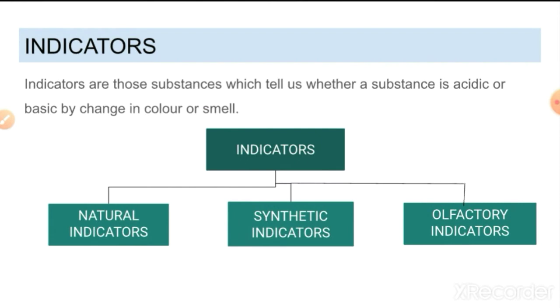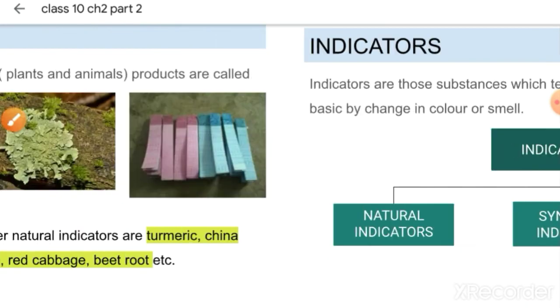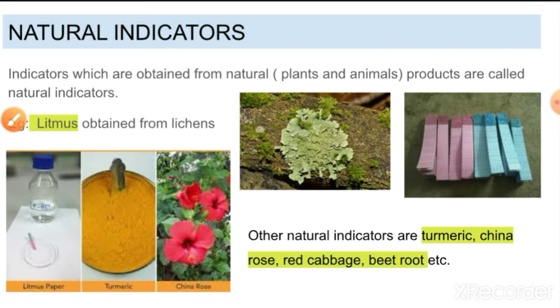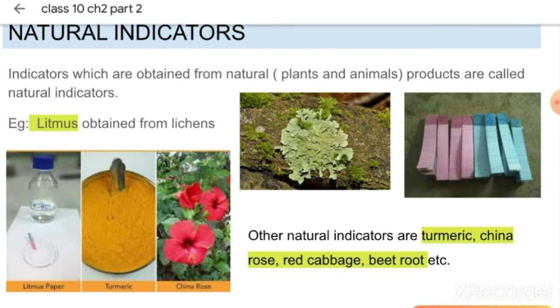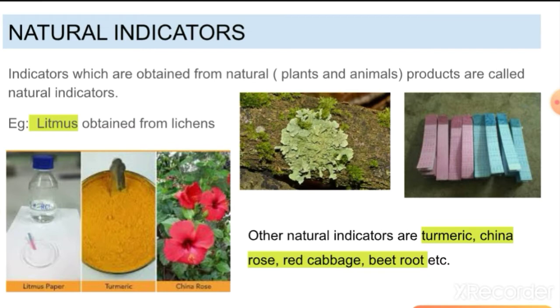Indicators are those substances which tell us whether a given substance is an acid or a base by a change in its color or smell. So we have three types of indicators. The first one is natural indicator, then synthetic indicator and the olfactory indicator. So first of all, let's understand natural indicators. Natural indicators are the indicators which we obtain from natural products like plants and animals. So these are called natural indicators.